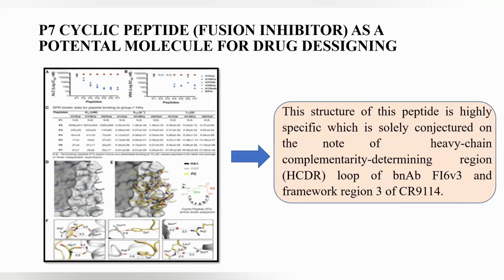From a pivotal standpoint, P7 cyclic peptide is prominent and eminent for its specificity. Why? Because the structure of this peptide is based on the heavy chain complementarity determining region loop of BNEB F6V3 and framework region 3 of CR9114. These components in this particular cyclic peptide make it more specific, which makes it a highly potential candidate to be incorporated into drugs against influenza A virus.